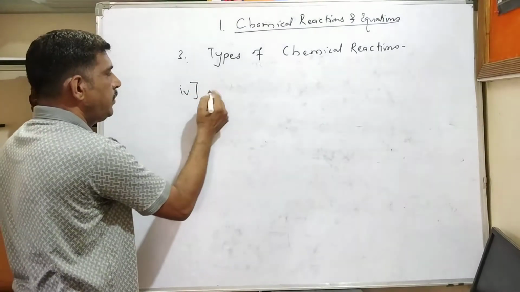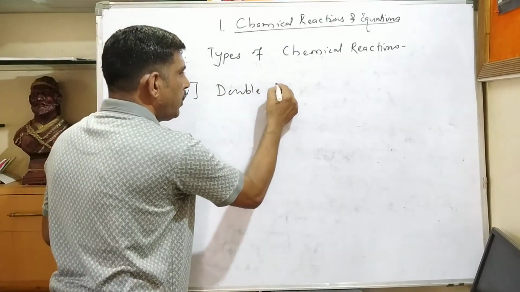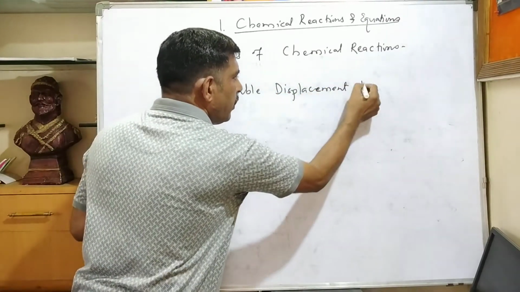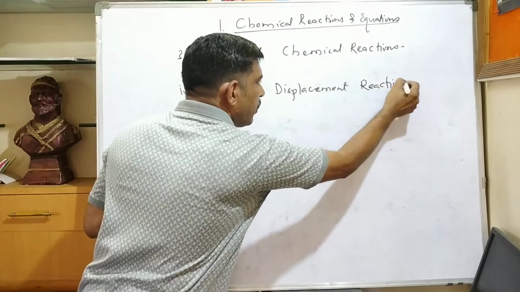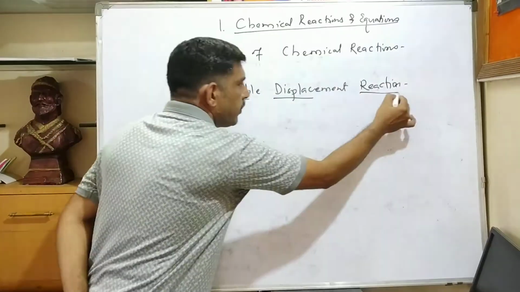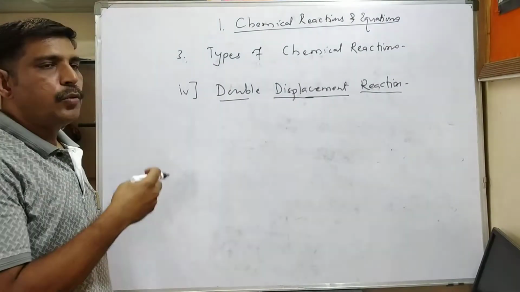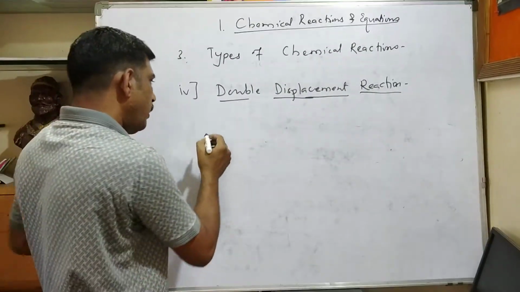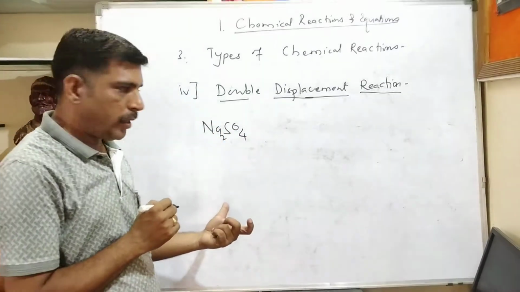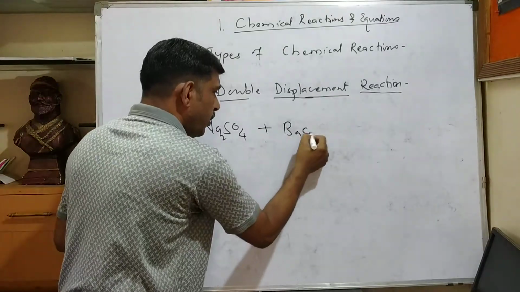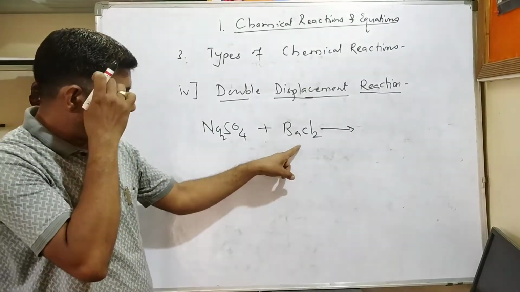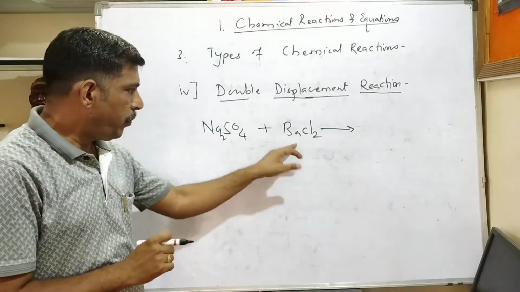Then fourth, that is double displacement reaction. The name itself indicates that two different salts are involved. For example, I have Na2SO4, a solution of sodium sulfate. I treated this sodium sulfate with a solution of barium chloride.